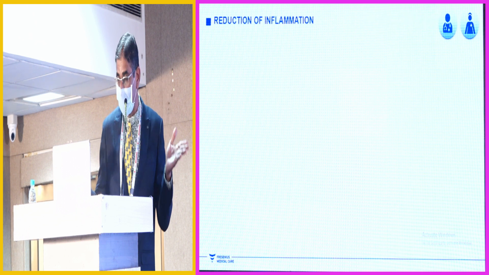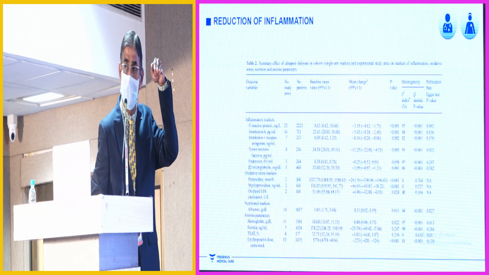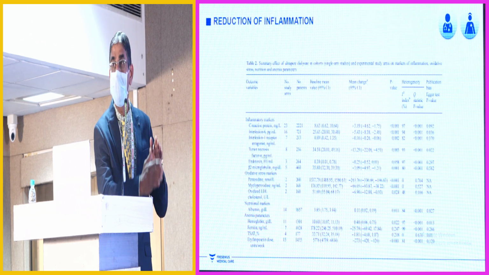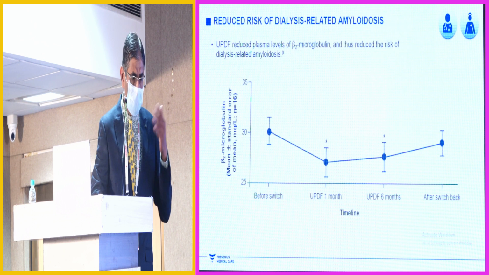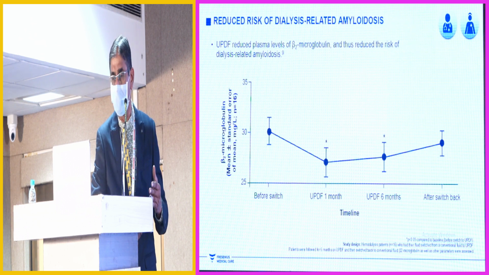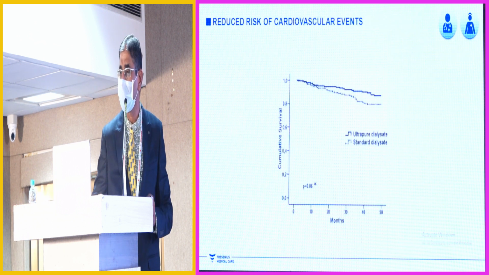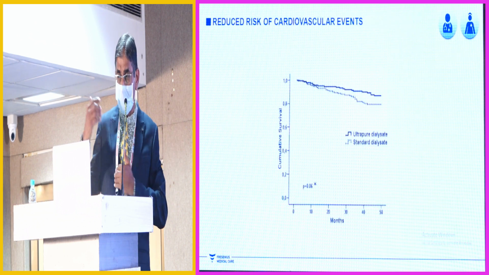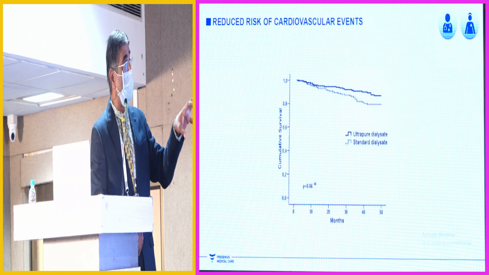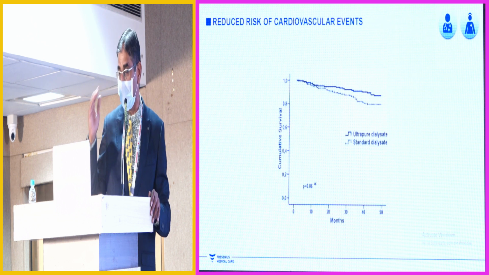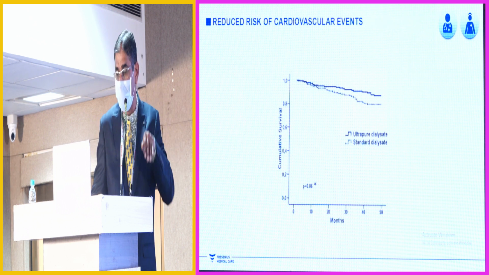Then you see no inflammation because of the UPDF. You can also see the erythropoietin response, with hemoglobin maintained and the erythropoietin dosage reduced. Because of the ultra-pure dialysis fluid, the risk of dialysis-related amyloidosis is definitely minimized. When they did a comparison of standard versus ultra-pure dialysis fluid, by the way, I would like to say that even for hemodialysis, you need to have ultra-pure dialysis fluid. If you have that, you can definitely see the risk of cardiovascular events minimized.